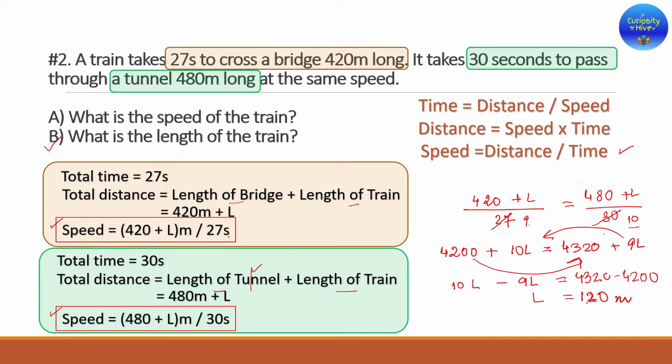Now the speed of my train, well, I only need to replace this in one of these equations. Let me replace it here. So my speed, I'm replacing in this equation is equal to 480 plus 120 divided by 30. So this is equal to 600 divided by 30, which is 20 meters per second. So I have the speed and I have the length of the train.